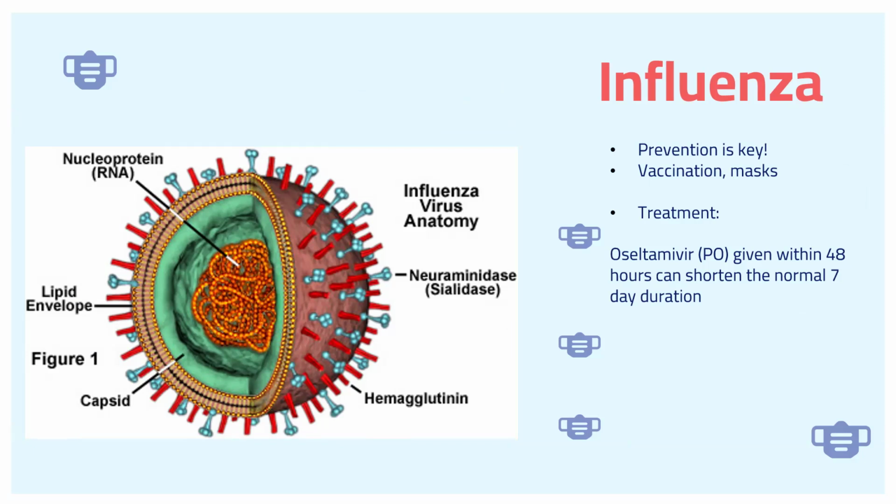As we approach flu season, remember, flu season is basically October to March, with the worst times being December to February. One of the most important things is going to be that vaccination, masks, making sure that patients are doing all they can to prevent themselves from getting ill. There are 3 common types of influenza: influenza A, B, and C. A is the most common.